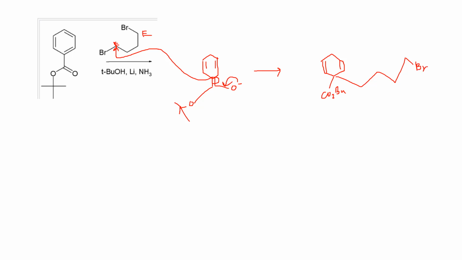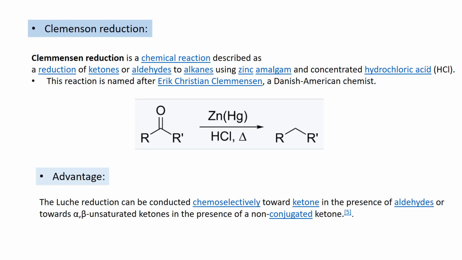Okay, so here just because an electrophilic source is given, from this you can get an idea. If any electrophilic source is given, then instead of taking a proton from the protonating source, alcohol or amine, it will attack the electrophile, giving this substituted product. Next reduction we discuss is Clemmensen reduction.